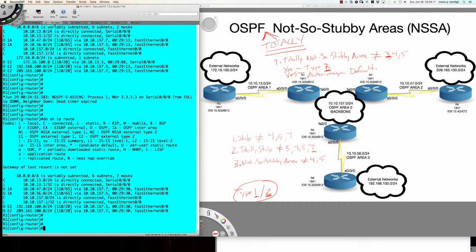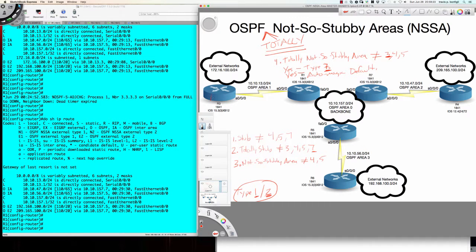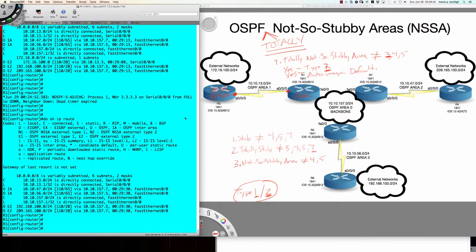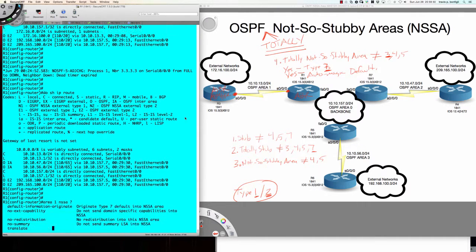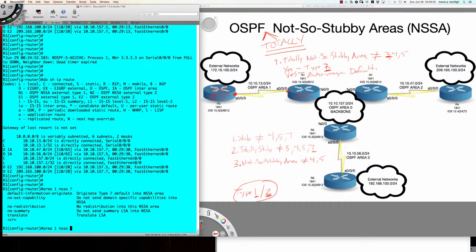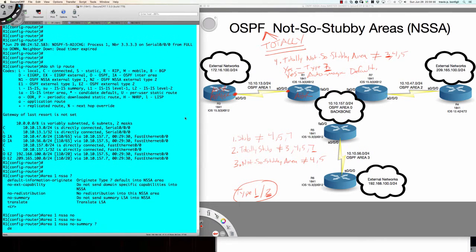Because remember, both routers in the area, the member router as well as the ABR, so this is just a member router, and he's going to be an ASBR, Autonomous System Boundary Router, and the ABR. So member routers and the ABR need to make sure that they have the same configuration. So let's make that happen here. So let's say area 1 NSSA. And now here is where I definitely want to put in the no-summary.